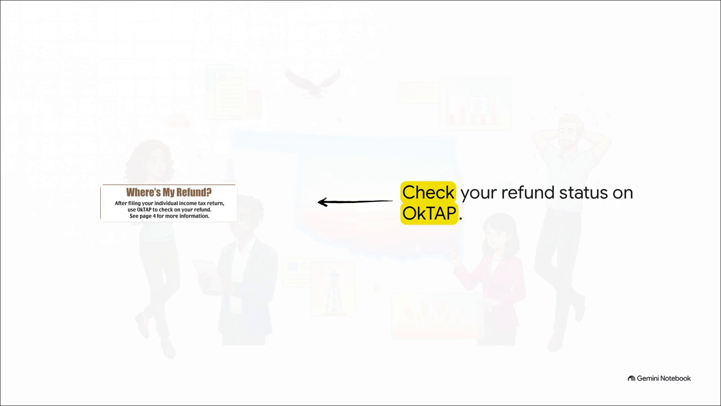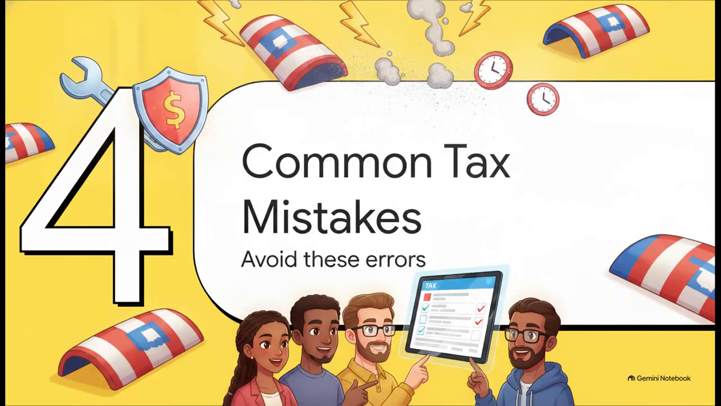What happens next? Well, if you're owed a refund, you're definitely going to want to track it. You can easily do that using the Where's My Refund tool directly on the OKTAP website. Since you filed electronically, you can generally start checking that status just 4 short days after your return gets accepted by the state. Next up, part 4, avoiding common tax mistakes.